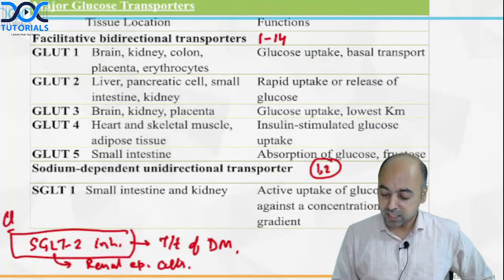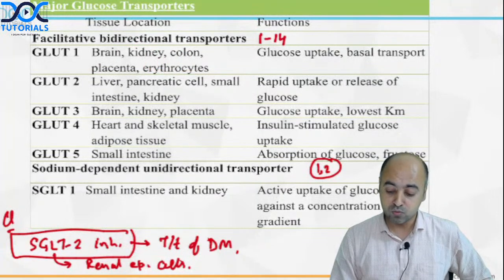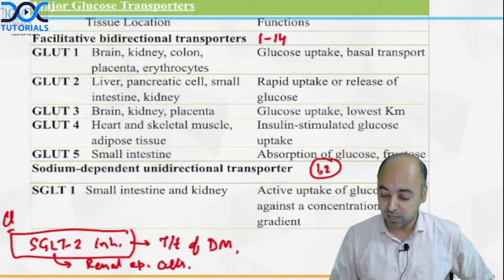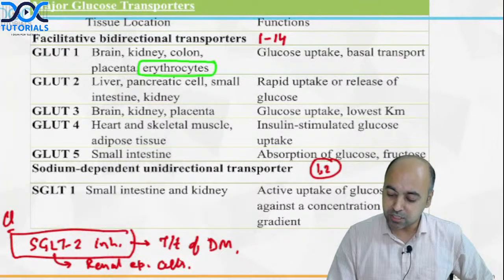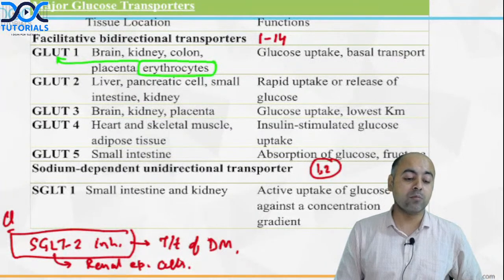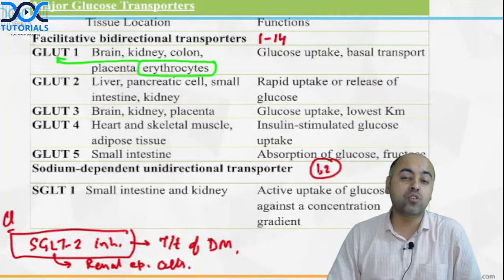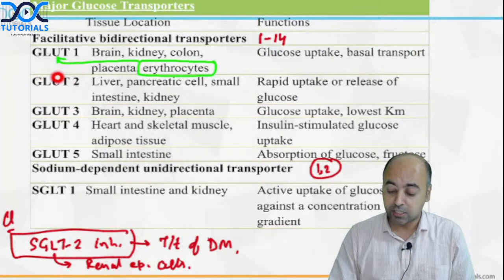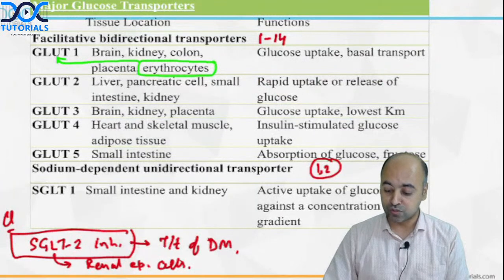About GLUT1, the most important thing is it is present everywhere. Most tissues will have another transporter in addition to GLUT1, except for the RBC. So in RBC, the only type of transporter available is GLUT1. It is responsible for the basal transport of glucose. GLUT2 is present at very specific places: the liver, the beta cell of pancreas, the small intestine, and the kidney. It is responsible for rapid uptake or release of glucose.